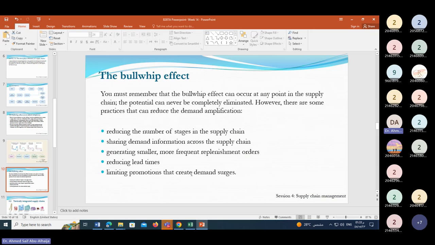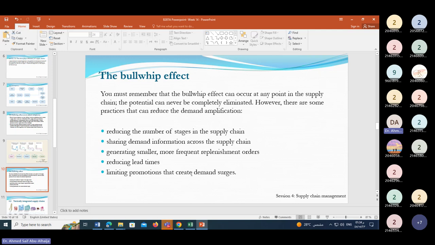Number four, reducing the lead times. I don't need to have much time to get my products. Hopefully, once I order my product, I have it as soon as possible, because long lead times also make a problem. Because it takes time to have the product, that's why sometimes I may order more, because I know it takes time.